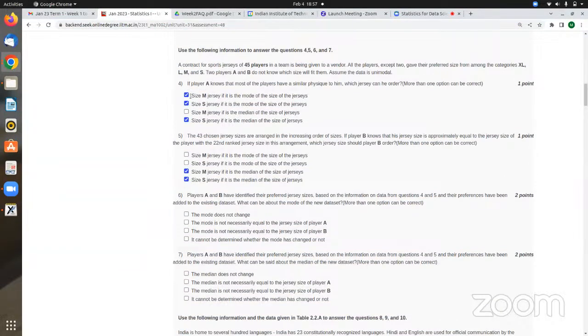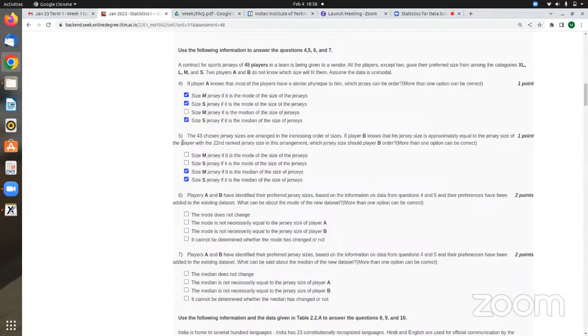Question number 4 is: if a player A knows that most of the players have similar physiques, that means A will prefer which jersey? The mode of the jerseys, right? Correct. It can be median also, but that is a different part. Only from the question, what does that imply? A will prefer the mode.